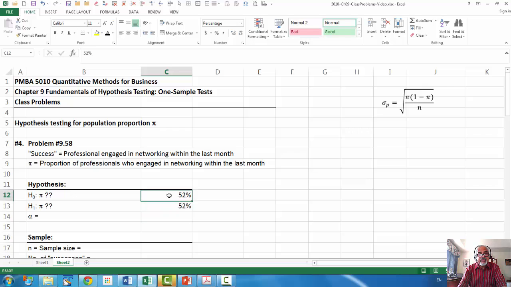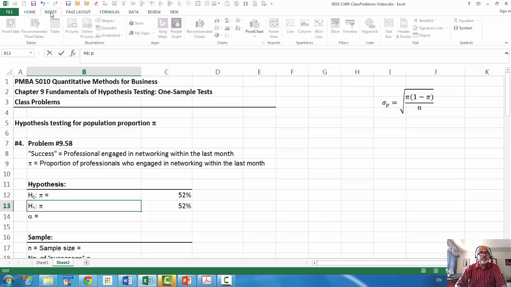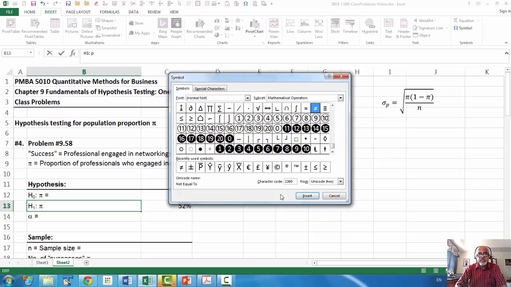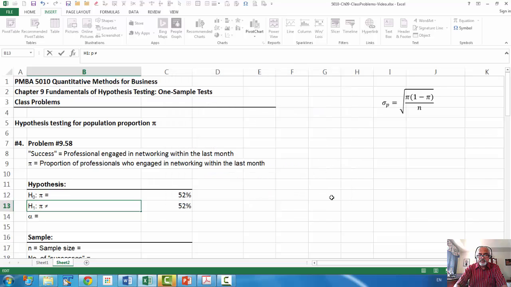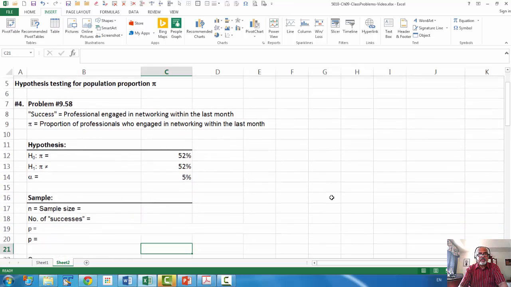So put that in a separate cell. So then this is a two-tailed test. So pi is equal to or not equal to. So insert not equal to like this. Okay, and we want to test at 5% level of significance. That's the threshold for probability of type 1 error.